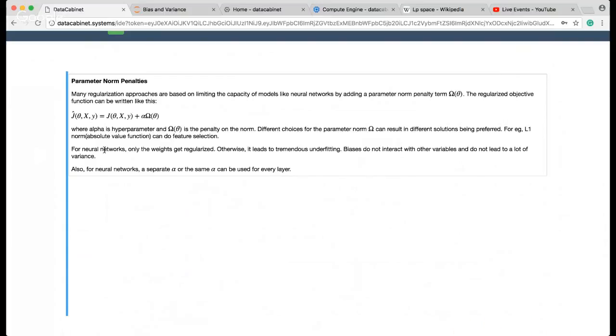Also, for neural networks, we have weights and biases, like we saw in the last video, but we do not really put norm penalties on the biases, because biases don't contribute that much to the classifier and don't cause so much variance. So we don't regularize the bias. Also, for neural networks, the book says you could use a separate alpha for every layer, since alpha is a hyperparameter, or you could use the same alpha. So that's how parameter norm penalties are used.